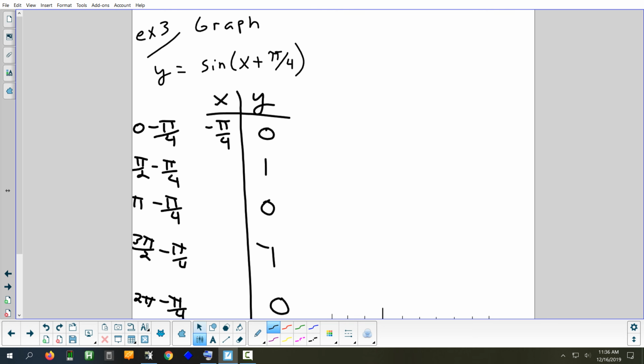Okay, next one. Pi over 2 minus pi over 4. Common denominator there? 4. Let's go like this. Times 2, times 2. What's 2 pi over 4 minus 1 pi over 4? Pi over 4. Now, does anyone think they know what the next one is going to be?